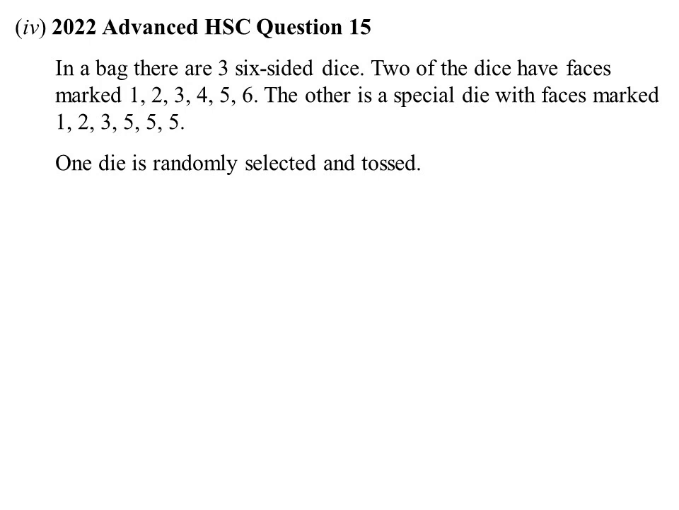Let's look at an actual HSC one. So it comes from a couple of years ago now. In a bag, there are 3 6-sided dice. Now these dice are not normal dice. We can see the first one's marked 1, 2, 3, 4, 5, 6. Well, that's what we expect. But the other one, 1, 2, 3, 5, 5, 5. One die is randomly selected and tossed. Probability, we end up with a 5. Okay. Well, probability is a 5.